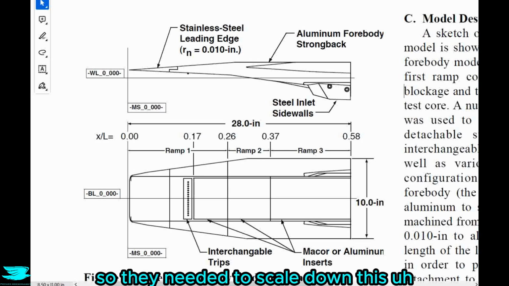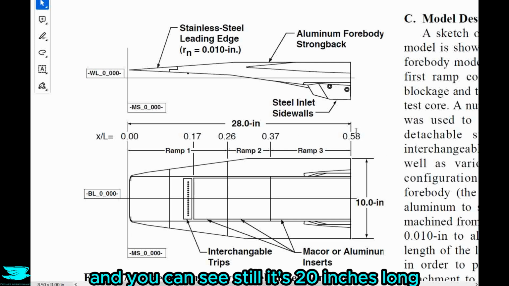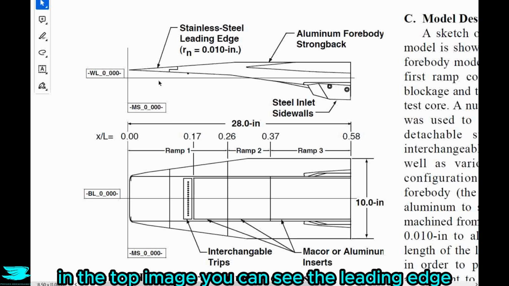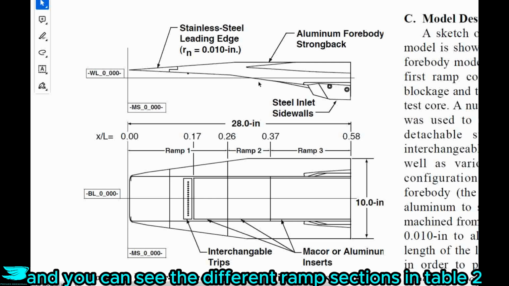So they needed to scale down this HyperX to 1/3 scale and just use the forebody. And you can see still it's 28 inches long. In the top image, you can see the leading edge that then leads to the wedge on the aircraft that then leads to the inlet, and you can see the different ramp sections.